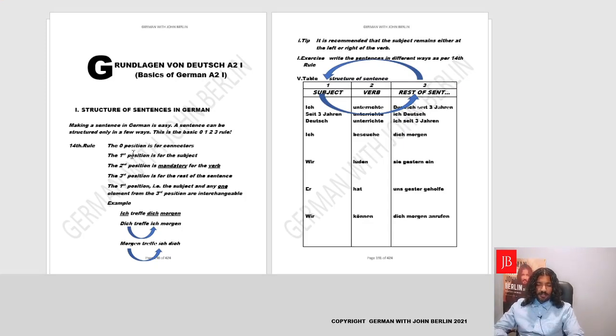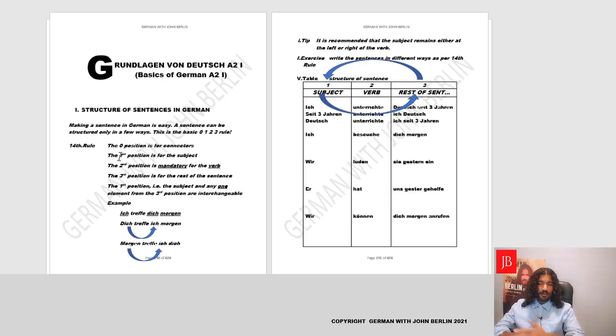That's the first position in a sentence is always for the subject. Yeah, genau. Second position of the sentence is obligatorisch, mandatory, für das Verb, for the verb. Ja, die dritte Position ist für den gebliebenen Satz. It's for the third position is for the rest of the sentence. Yes, and that's how you basically create a sentence.